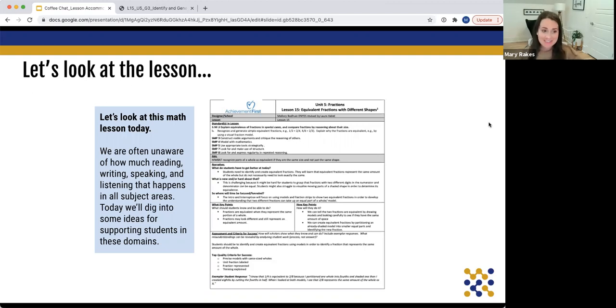So we're going to dig into one of these today to think about some ways we can support our students in these different domains, additionally with some other students and some barriers that other students may face in our class as well. I'm going to take you on a quick tour of this lesson.